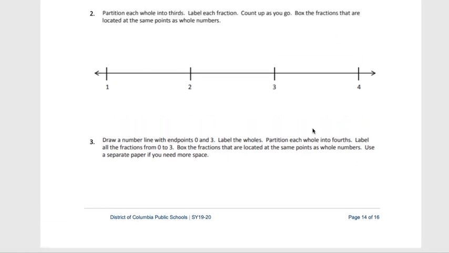These are all things that we did together. You guys can take your time, really read the directions. There's a lot of directions, so just take it one at a time. Okay, so for number 2, for example, I would read this and just do the partitioning each whole into thirds first. Then I would go and label each fraction. Then the last step, I would box the fractions that are located at the same point as whole numbers.